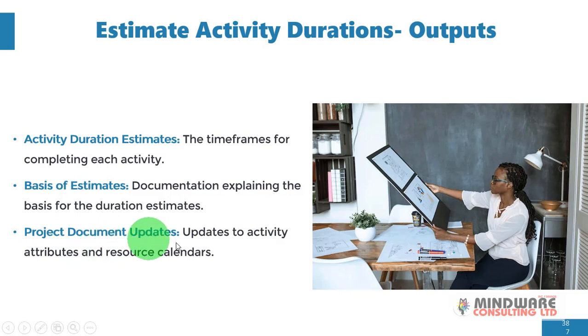Now also you have the project document updates. For every phase or every knowledge area, you have one document or the other. For every activity you have one document that you're working with or the other. So at the end of each activity or each phase or even the project, there must have been new information that has come up, changes that have been made, lessons that have been learned. And these need to be documented. So that's why you have this one: updates to activity attributes and resource calendars.